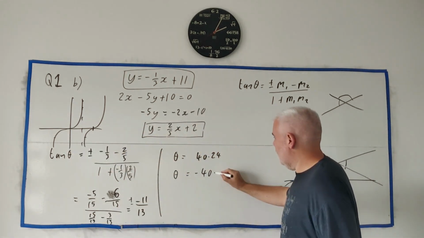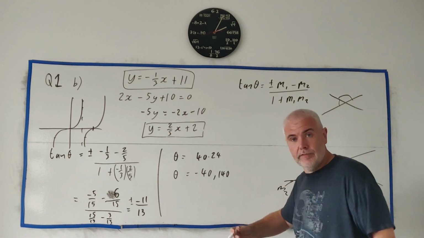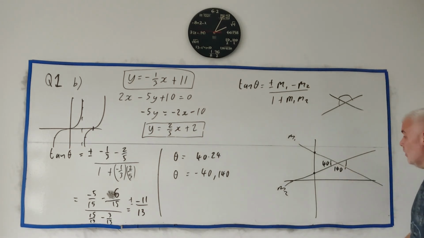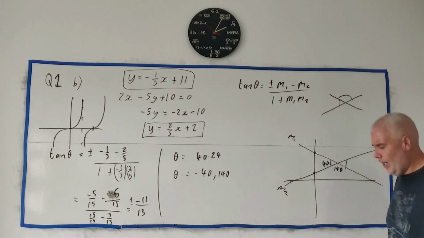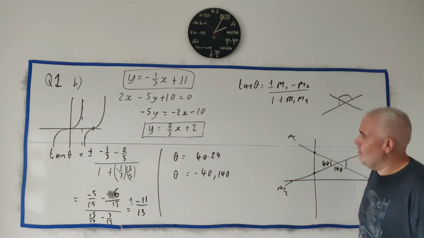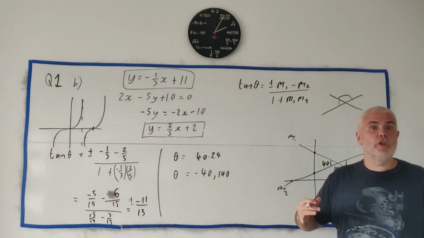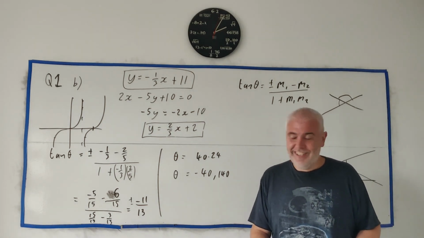So the other answer, minus 40, is the same as 140 in angles. So that's this angle in here, 140. So they asked for the acute one. Be careful though, they might ask for the obtuse one some other day. And that's the answer to that question. I will rub out some of this and I'll show you another way to do it. And then I'll talk about another 1 or 2 ways to do it.